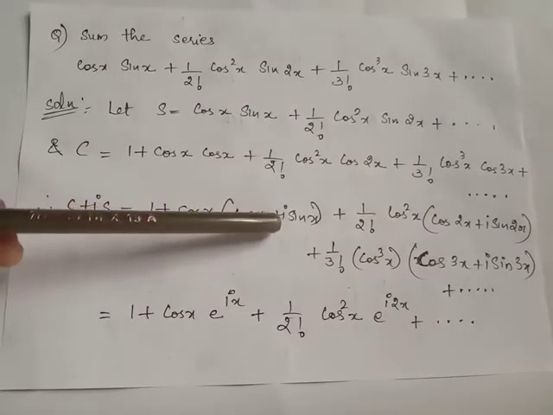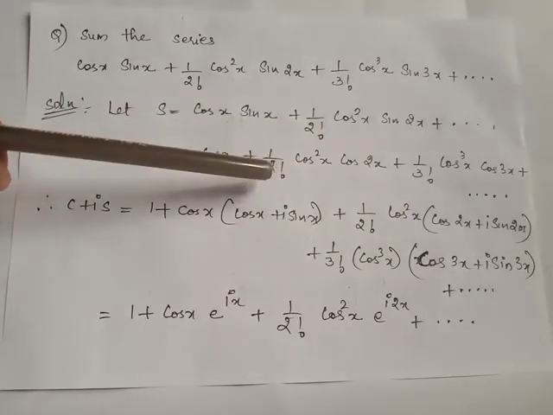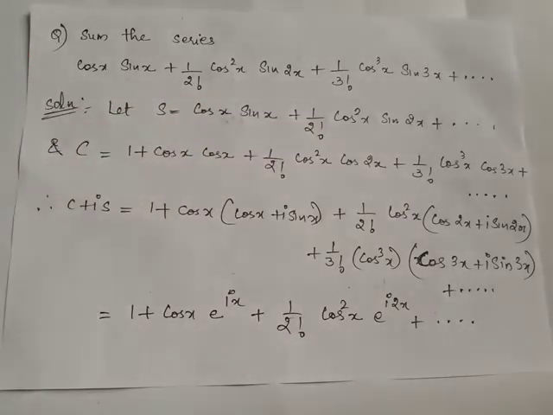e raised to ix. We group these two terms which have 1 by 2 factorial into cos square x that can be taken outside. We are left with cos 2x plus i sin 2x, which can be replaced by e raised to i 2x using Euler's identity. Similarly, the terms containing 1 by 3 factorial into cos cube x are grouped and we have cos 3x plus i sin 3x replaced by e raised to i 3x.